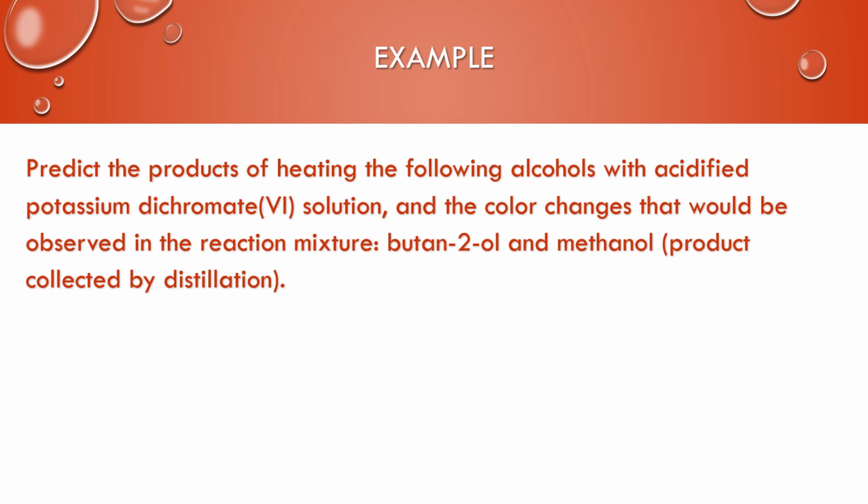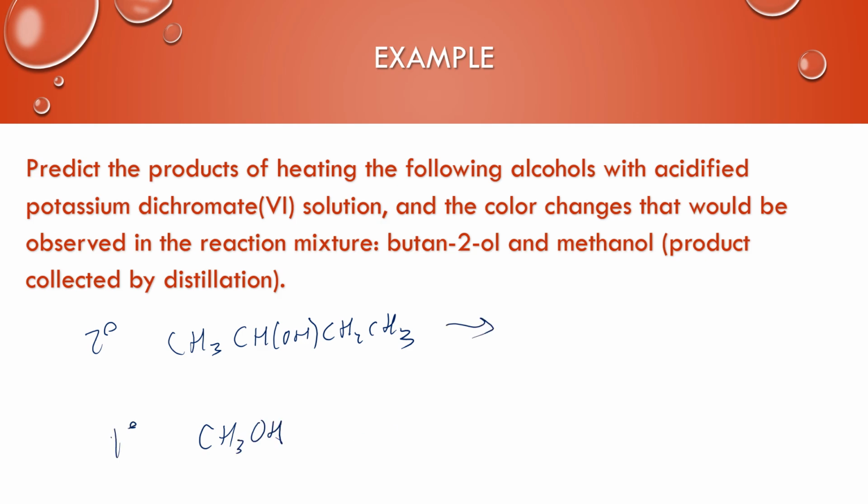Okay, so this one predicts the products of heating the following alcohols with acidified potassium dichromate solution and the color changes that would be observed. Butan-2-ol, so butan-2-ol, CH3, that's a secondary alcohol. And then methanol, that's a primary alcohol. And they informed us that the product is collected by distillation.